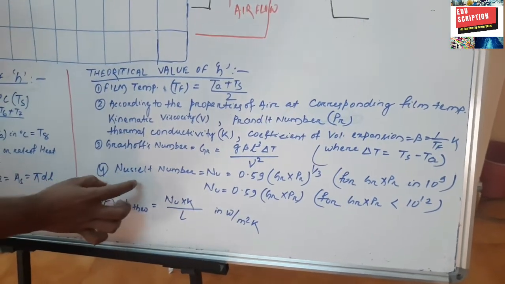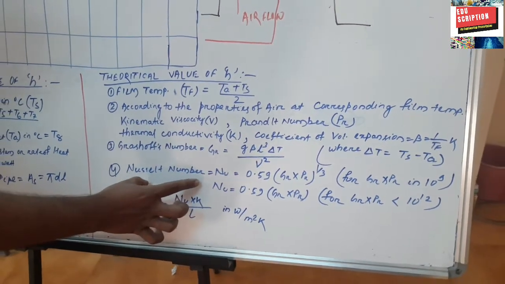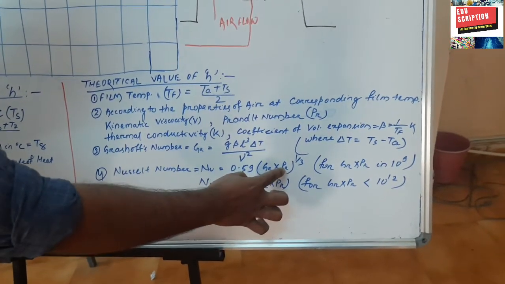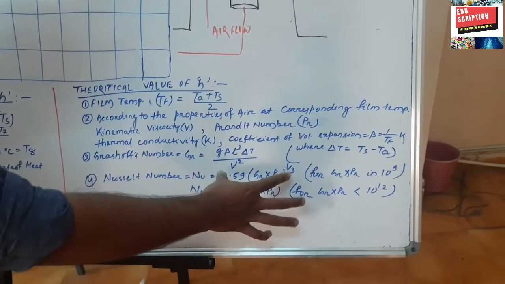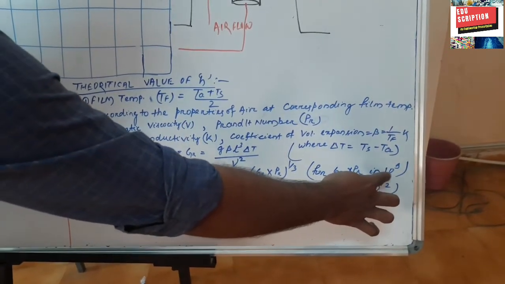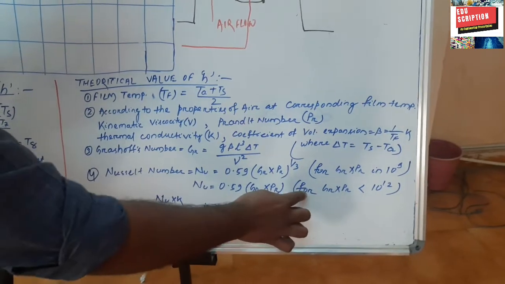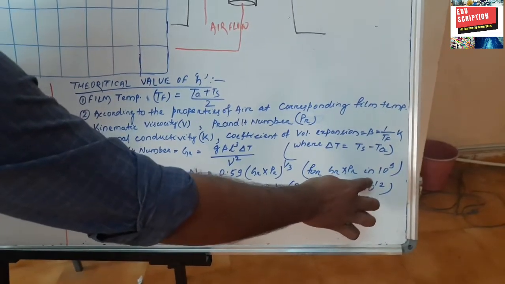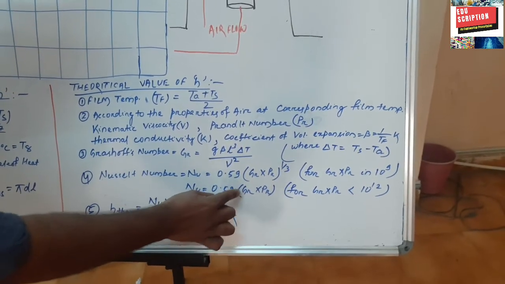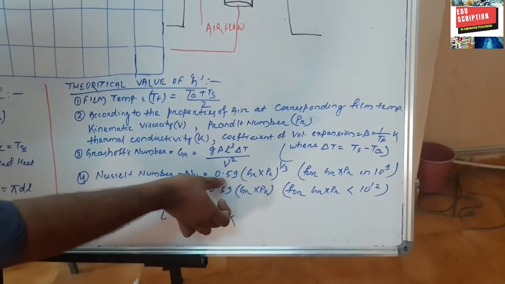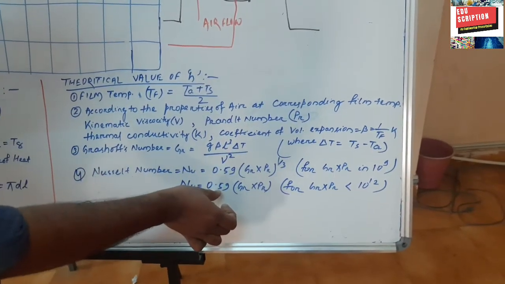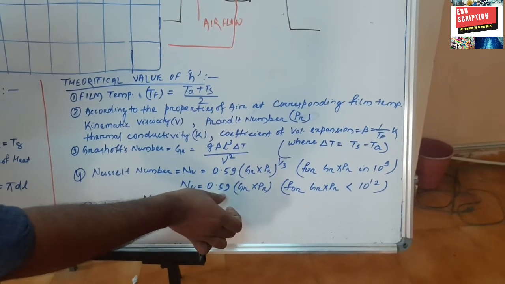And coming to the next step, to find out the Nusselt number, Nusselt number is 0.59 into (Grashof number into Prandtl number) to the power 1 by 3. But the condition is that the product of Grashof number and Prandtl number should be in terms of 10 to the power 9. If it is in terms of 10 to the power 12 or lower than that, then Nusselt number value will be 0.59 into Grashof number into Prandtl number. Before that it was 0.59 into (Grashof number into Prandtl number) to the power 1 by 3. Here it is Grashof number into Prandtl number into 0.59 only.